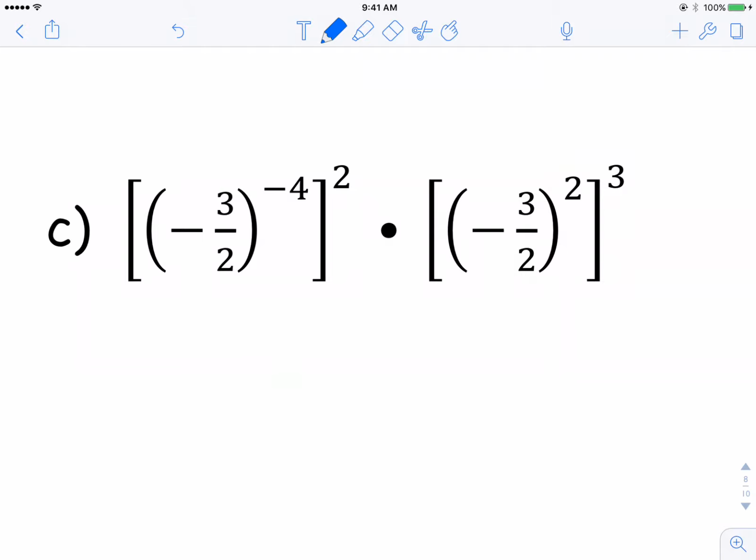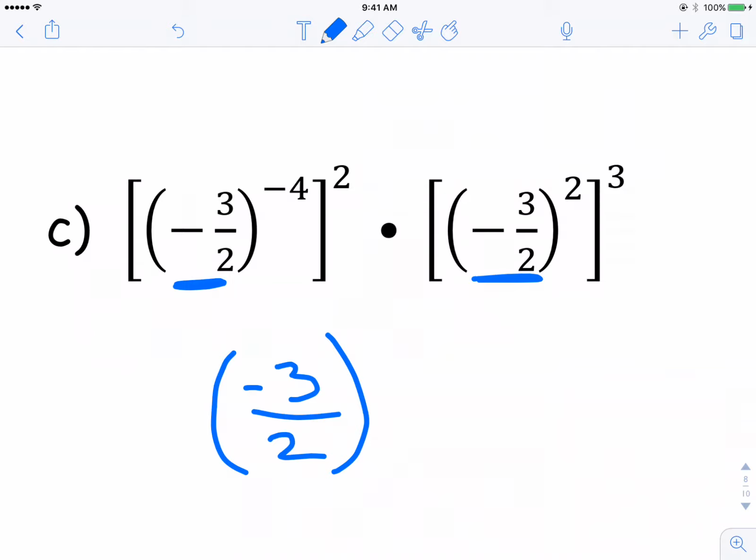Well, negative 3 over 2 is our base, so I know that my bases here are the same, so my base is going to be exactly the same, negative 3 over 2. And let's look at our exponents. On our first bracket, I've got a couple of steps here, so I'm going to do this in 2 steps. I'm going to write another negative 3 over 2.